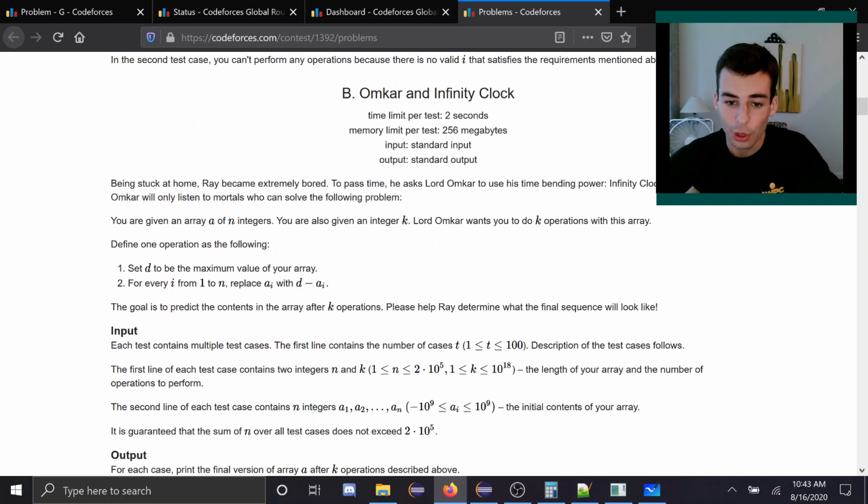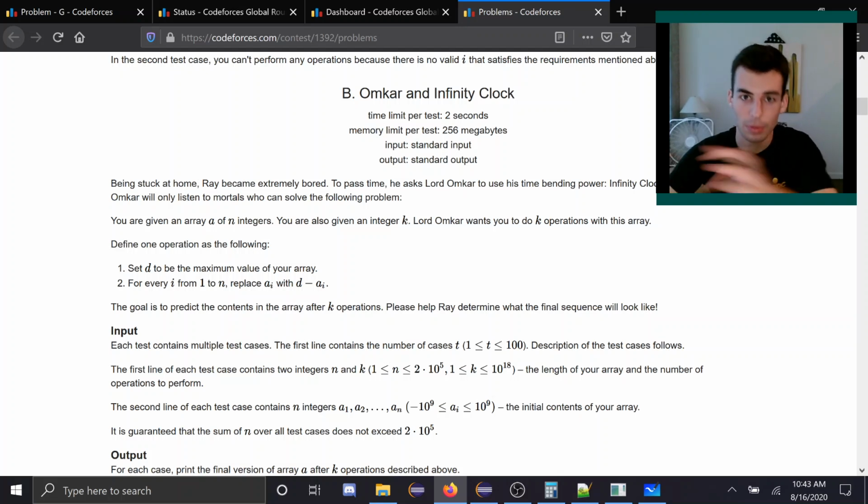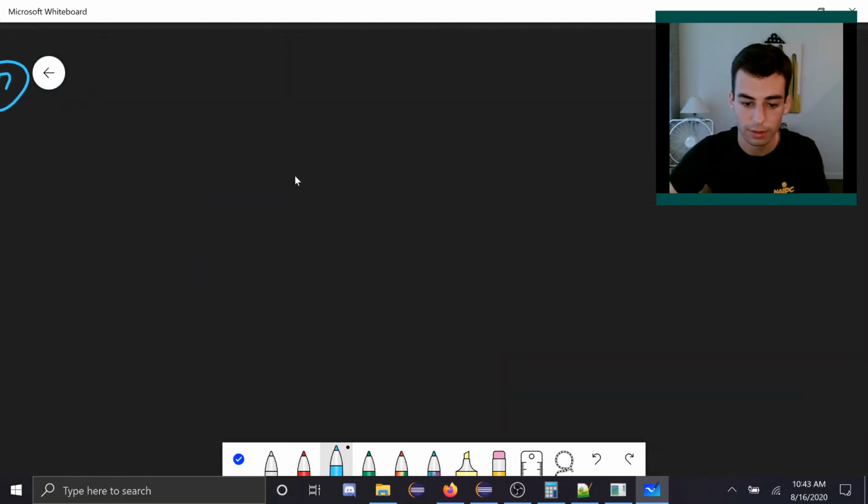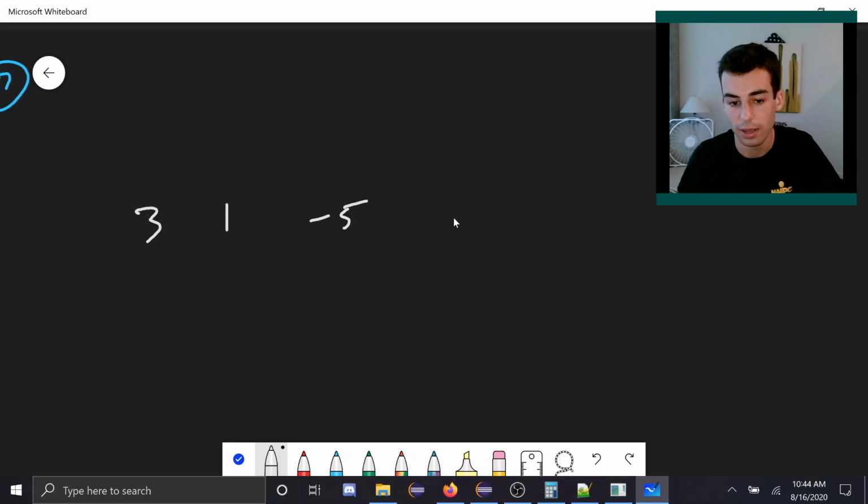Problem B is about an infinity clock, and it's a neat problem. So basically, you have one operation you can do. That operation is you find the maximum of all the elements in the array, and then you set every value in the array to be the maximum minus its current value. So here's the idea for that. Let's say your values are like 3. I'll draw them in decreasing order because I think that makes it easier to think about. So 3, 1, -5, -10, for instance.